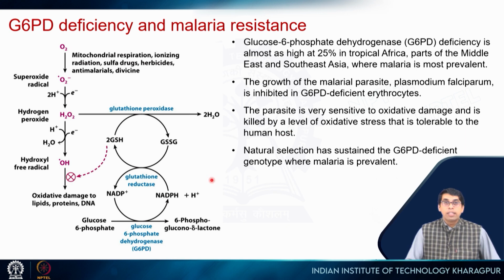So, if there is enough oxidative stress which is tolerable to us but not tolerable to the parasite, since we do not have this enzyme, we are not producing enough NADPH, which means we are not neutralizing enough of this molecule. So, there is oxidative stress, but it is not so much that it will kill the host. So, it only kills the parasite. So, natural selection seems to have sustained the glucose 6-phosphate dehydrogenase deficient genotype where malaria is prevalent. And this is something we will see a lot when we discuss evolution.